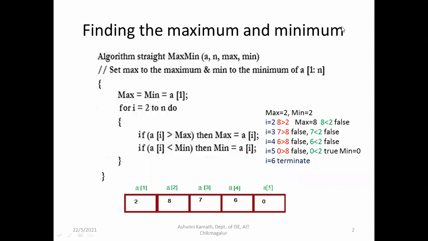Now, what is the size of the input here? We have to analyze this algorithm. If you want to analyze this algorithm, we have to check the size of the input. Size of the input is n. So the input characteristic is n, and the loop executes depending on the number of elements. Wherever the maximum and minimum element is, we have to check the entire array.